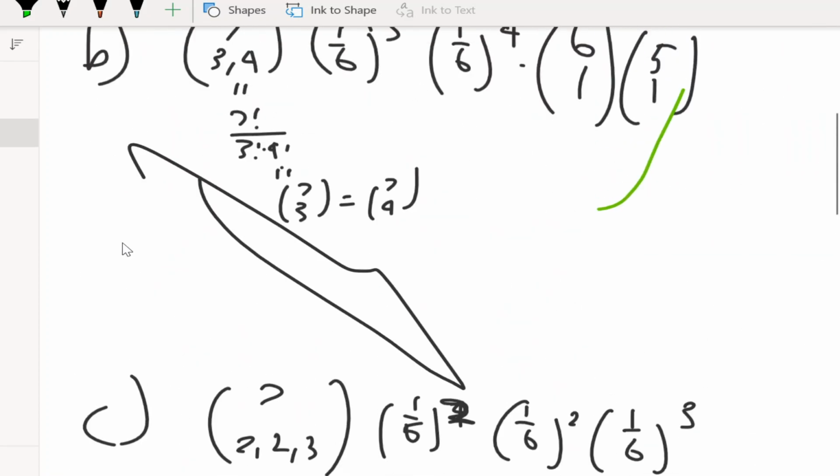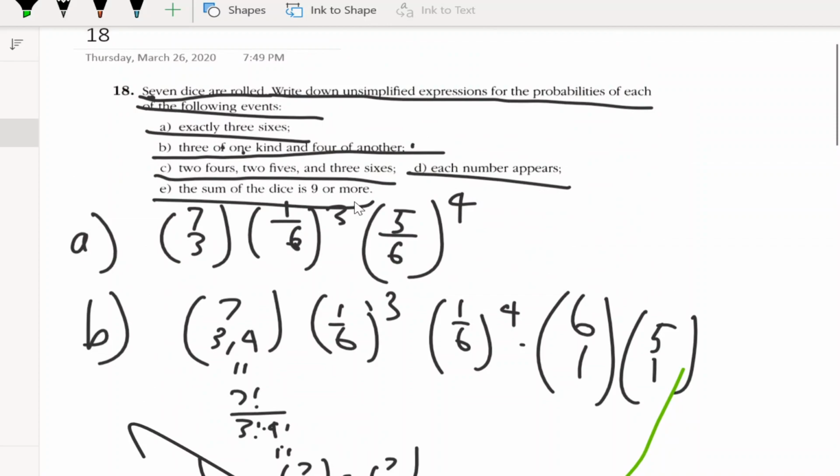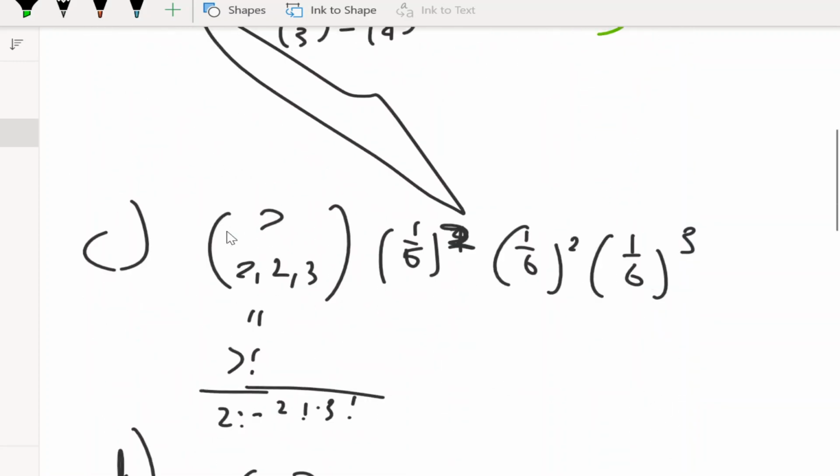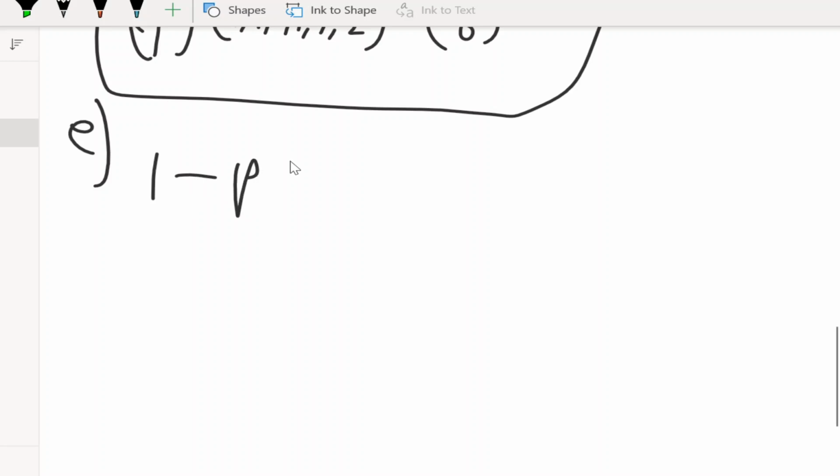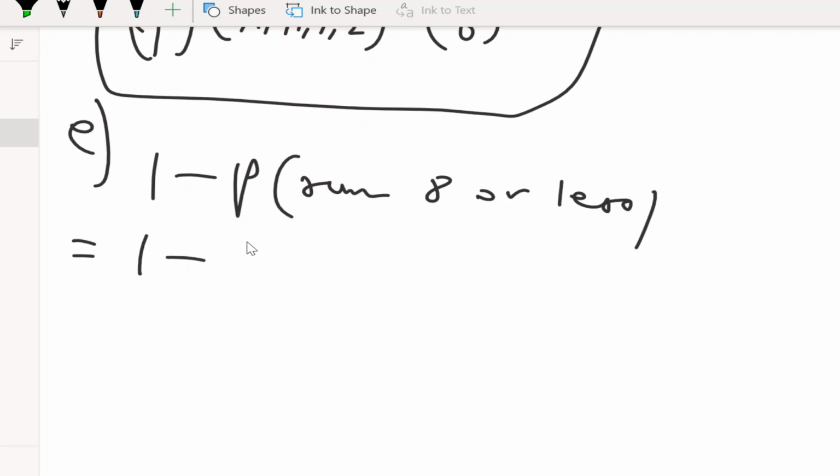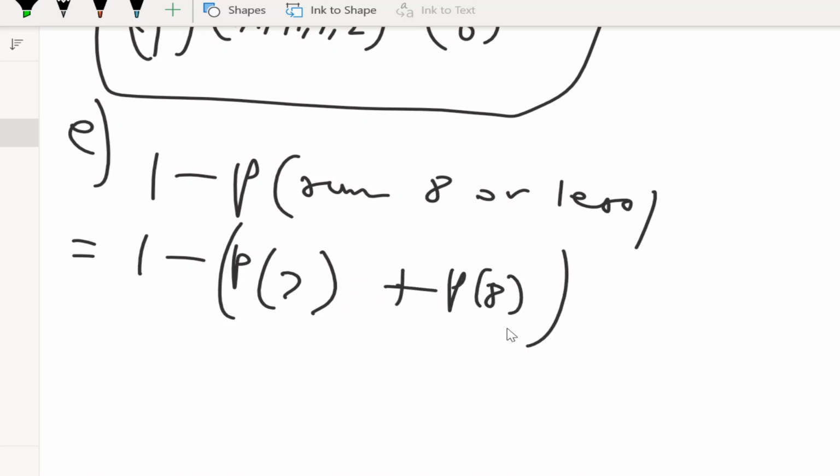Alright, part E. Okay, this one's a little tricky. If you calculate this manually, doing a sum of 9 or more when you roll 7 dice is ridiculous. That would take way too long. So an easier way is to do 1 minus the probability of sum 8 or less, which is pretty easy because when you're rolling 7 dice, the smallest possible sum is 7, because you can roll a 1 7 times. So really what we're doing is P of sum 7 and P of sum 8.